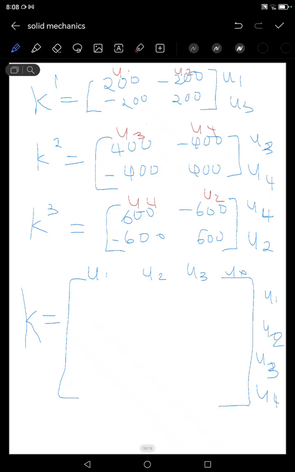Okay, so now we're going to check U1 and U1. Do you have U1 and U1? Yes, we do, which is 200. Do we have U1 and U1 at element 2? No. Do we have it here? No. So which means we're going to write 200 at U1 and U1. Okay, and then we check U1 and U2.